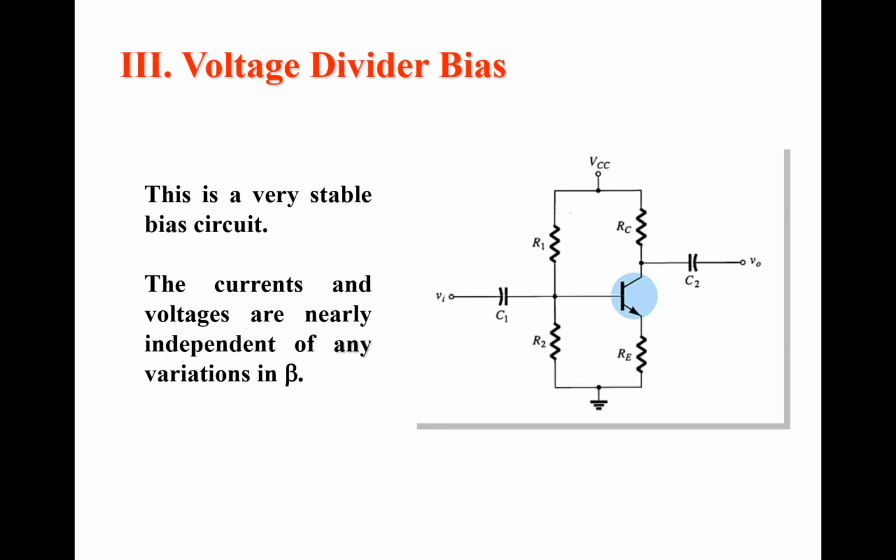The voltage divider bias circuit is very, very important and the most commonly used biasing concept. This is voltage divider bias. See here, we are applying a potential divider circuit at the input side, with the support of DC power supply VCC, resistor R1 and resistor R2. So this potential divider circuit provides more stability for the amplification.